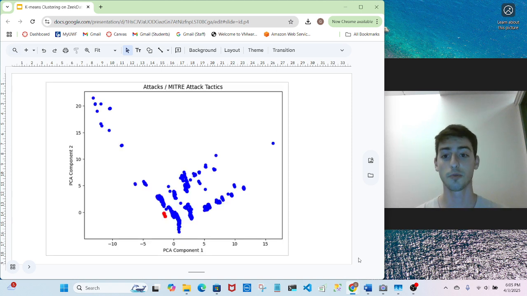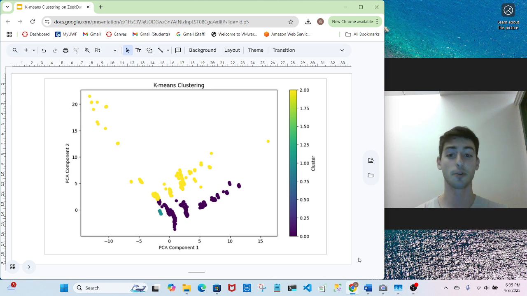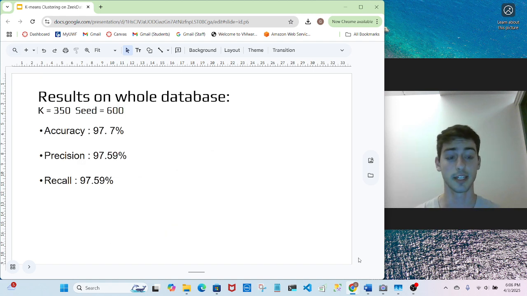What we saw was here we have the attacks as red and the normal data as blue, and we can see that the attacks are together there. Their features are different from the normal data, and they're together at the lower part of the graph. After we applied K-means, we could see that they were in the same cluster. Using this new technique, we were able to differentiate attacks from normal data with an accuracy of 97.7%, precision of 97.59%, and recall of 97.59%. And it was pretty good.